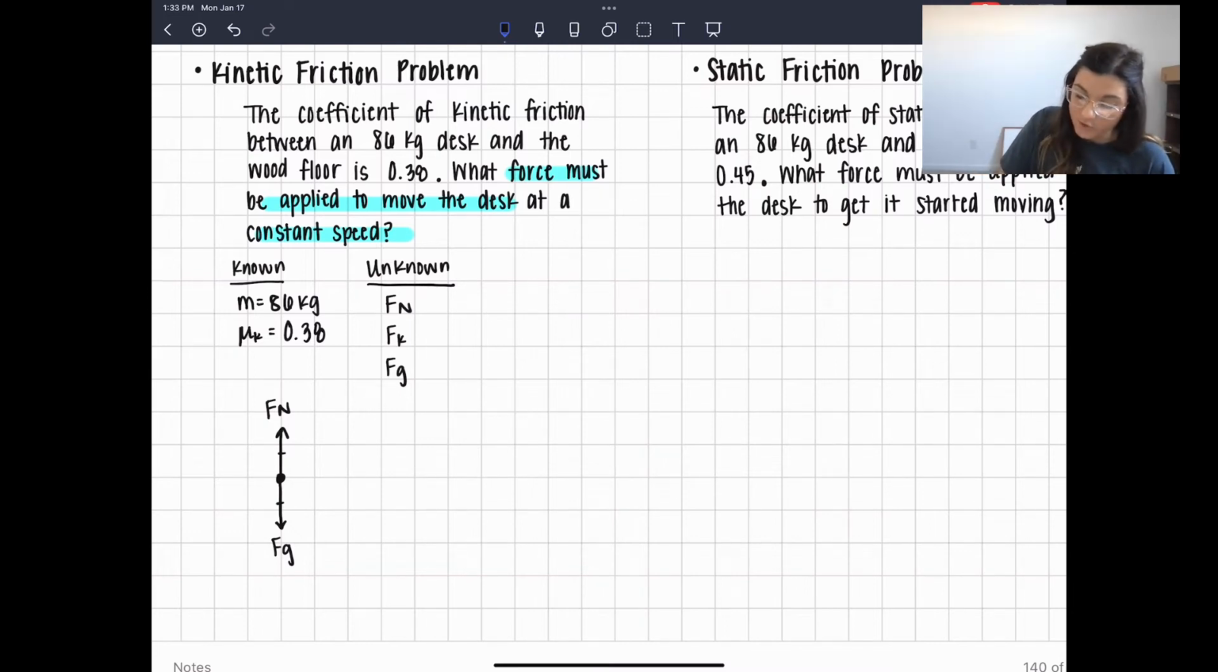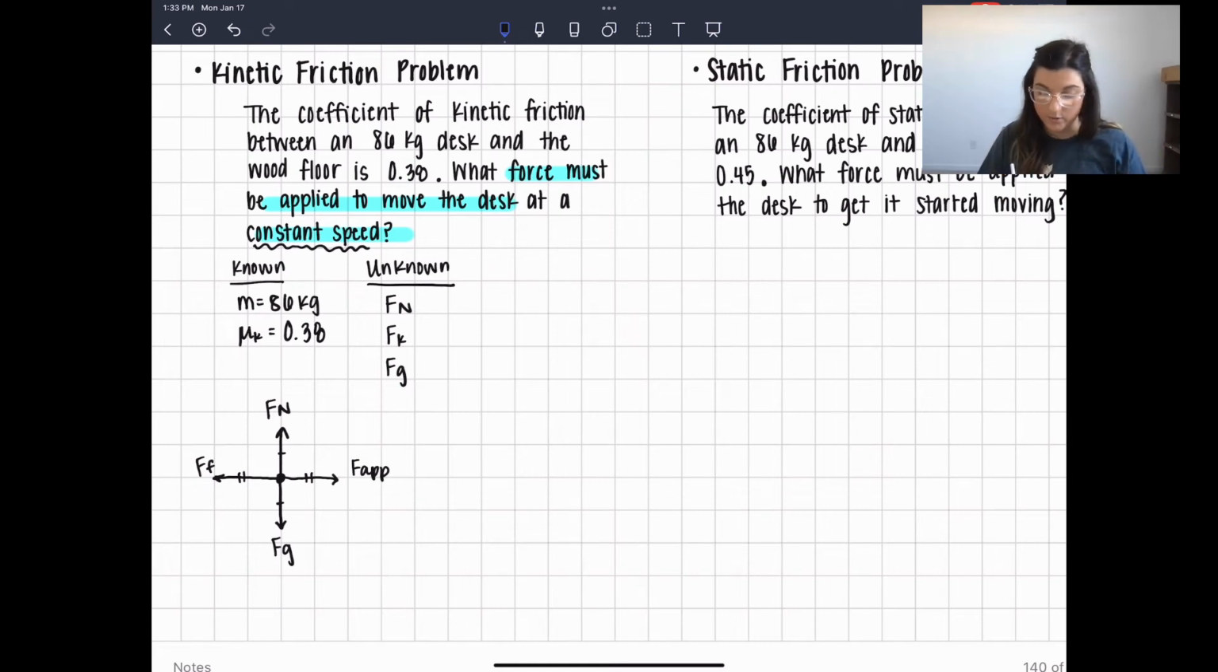Now, what they're describing in the question is that the desk is moving at a constant speed. So that means that it's moving either to the left or to the right, but regardless of direction, those forces are equal. So I'm going to just say it's moving to the right. That's not going to make a difference. I'm going to say this is just some applied force because I don't know if a person's pushing it or if it's being pulled by a rope. I don't know. So I'll just call it an applied force. And I know that that applied force is going to be equal to the friction force. So these two are going to balance each other out. So when they ask me what force is applied, that's the unknown I'm looking for. And if I could find my friction, that would be the same thing as my applied force.